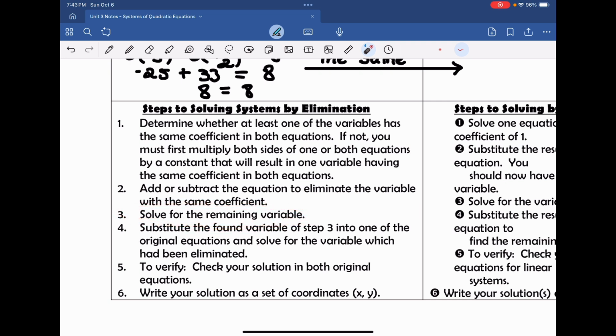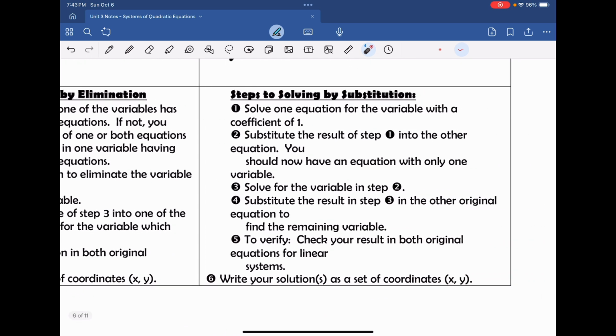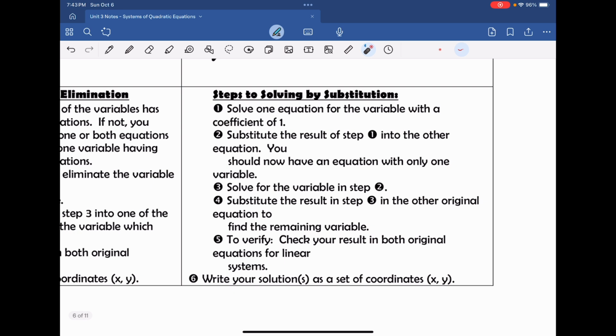Once we isolate that variable and solve for it, then we substitute it back into the original equation, and it doesn't really matter which one you choose. Finally, you'll have an x and y in terms of an ordered pair. You write that solution and then verify the solution by plugging in that xy or multiple xy's into your original equations. Similarly with substitution, just slightly different, we want to isolate one of the variables right away.